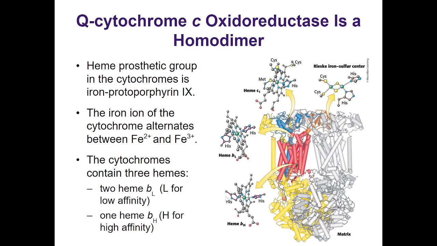Okay. So the iron of the cytochrome is going to alternate between Fe2+ and Fe3+. This is how you get the oxidized and reduced forms each time, Fe3+ being oxidized. The cytochromes will contain 3 hemes. You have 2 hemes, which are the BL forms. They're designated here as BL and BH to make them different, so you can understand one is here, one's down here.